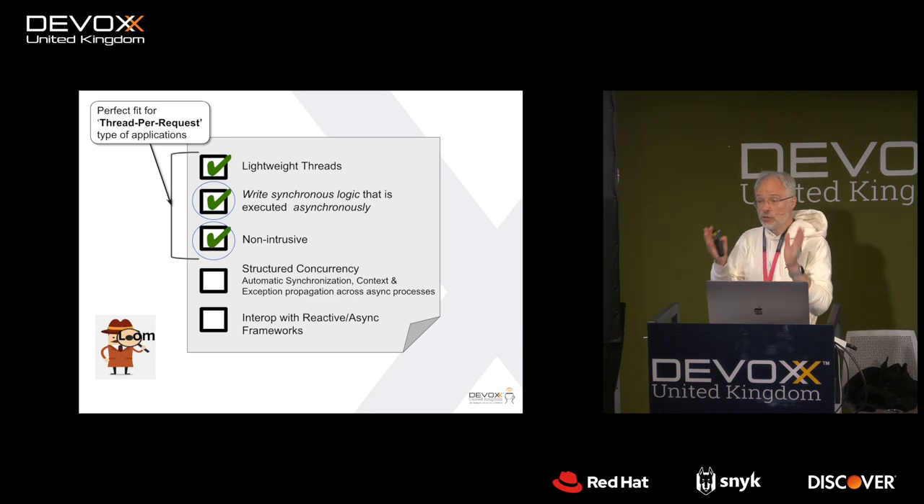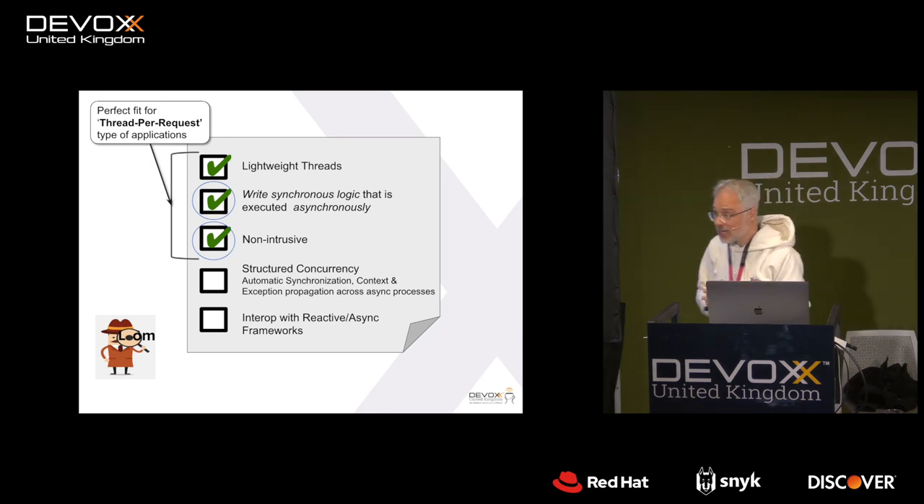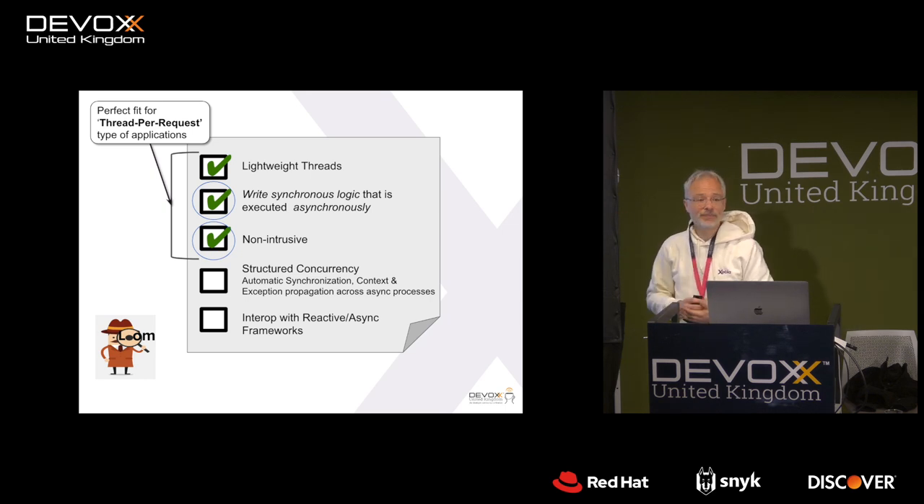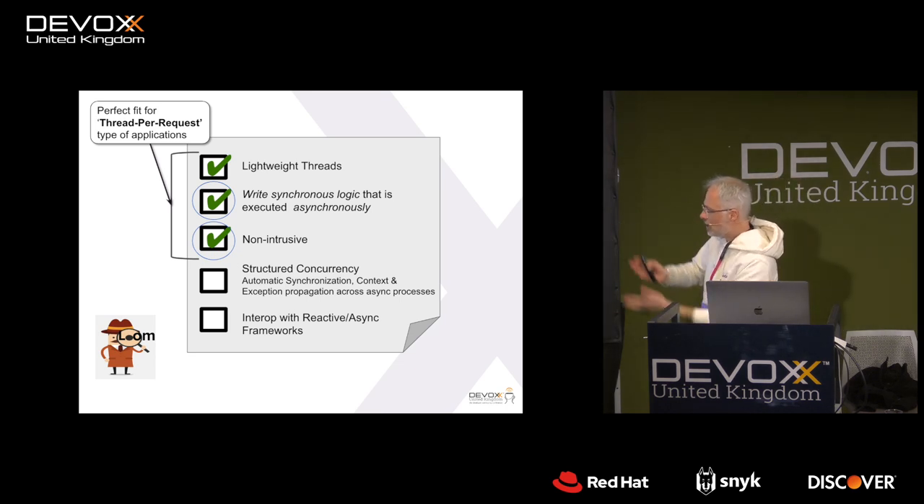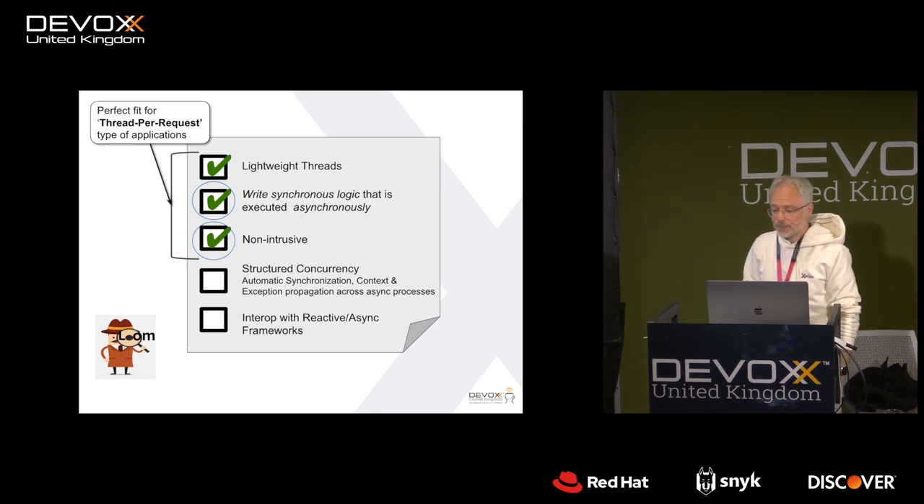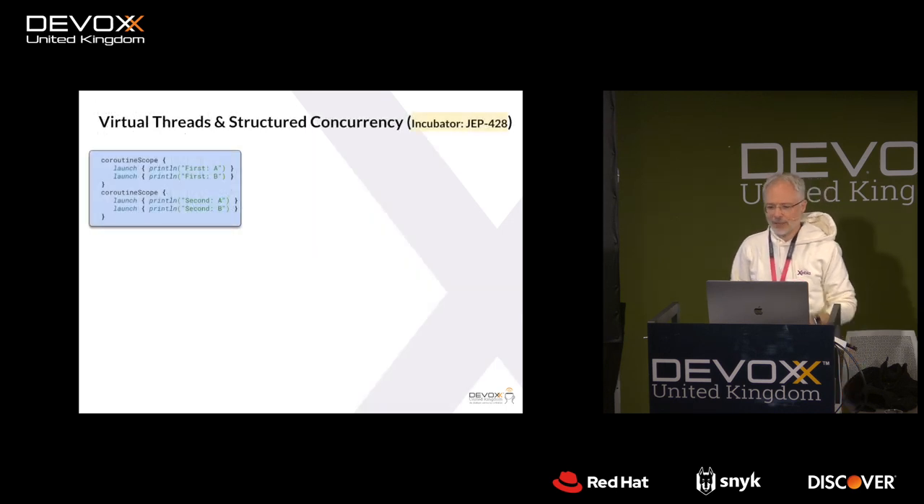So should you use mostly these thread-per-request type of applications, actually then you're done. Then you get a performance boost just by simply upgrading your JVM. And that's really an awesome thing. If you want to have more advanced stuff like structured concurrency, reactive interop, let's go further and take a look.